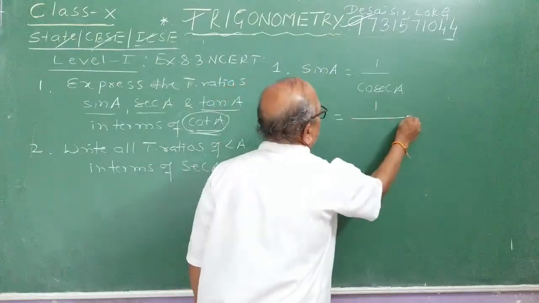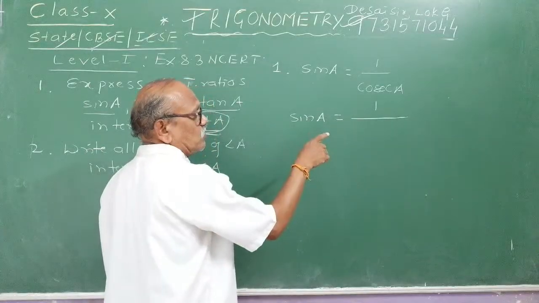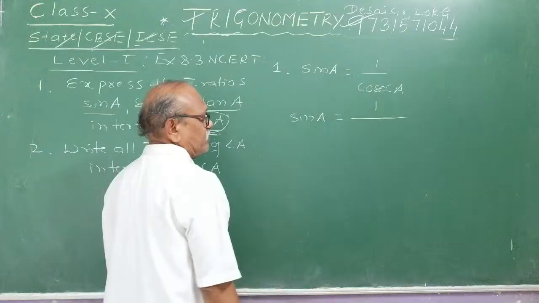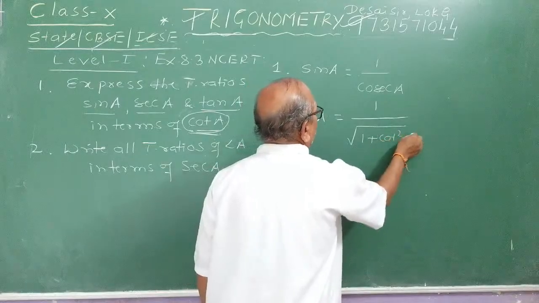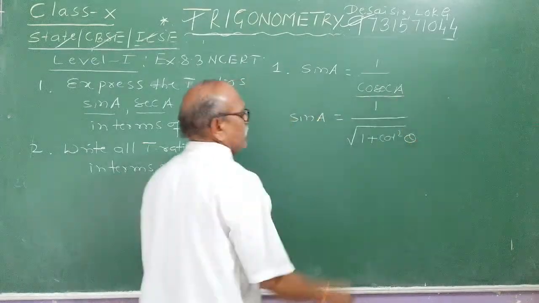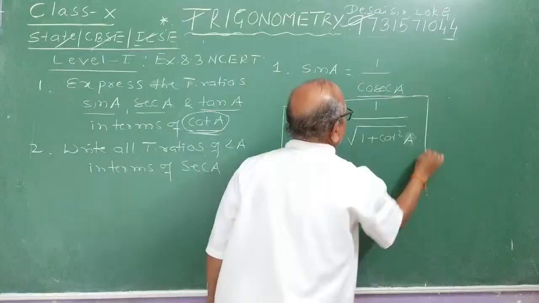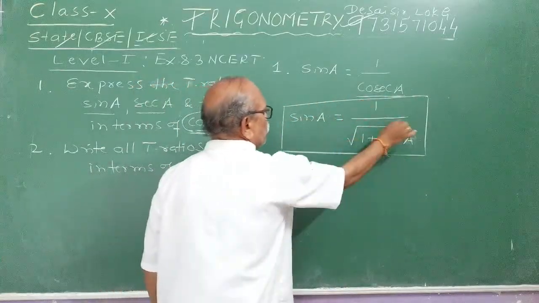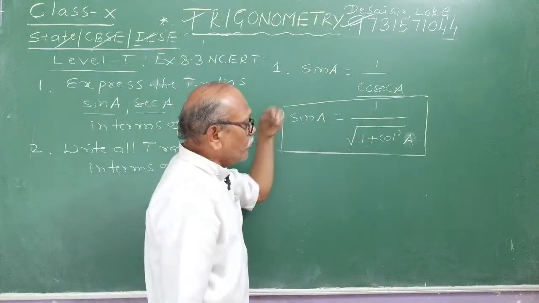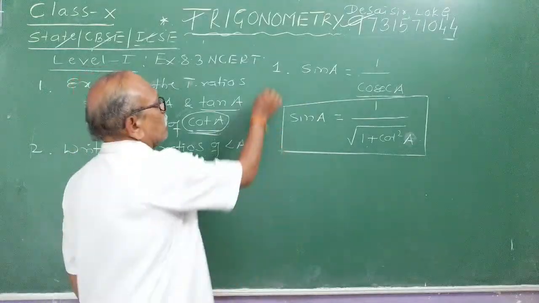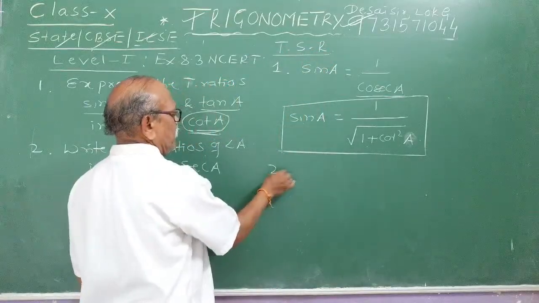Can you express cosec A in terms of cot? Check any identity: 1 plus cot square theta is equal to cosec square theta. Then cosec theta is equal to root of 1 plus cot square theta. Therefore, you can write sin A in terms of cot as 1 upon root of 1 plus cot square A. If you have not memorized these identities, you can't solve it quickly. That will improve the speed. Therefore, I call them TSR, time saving results.